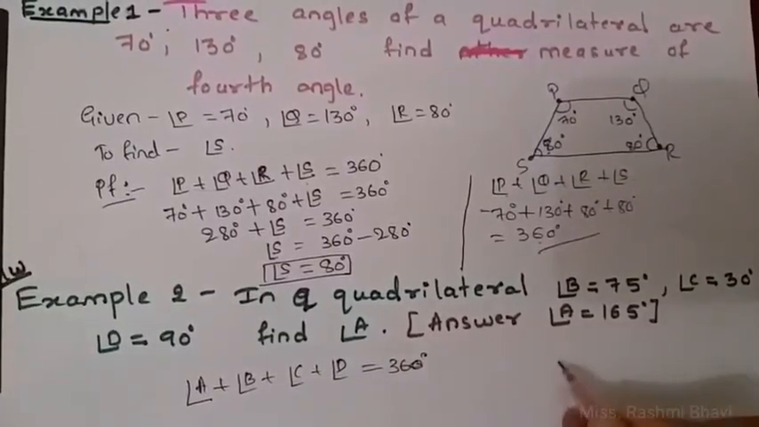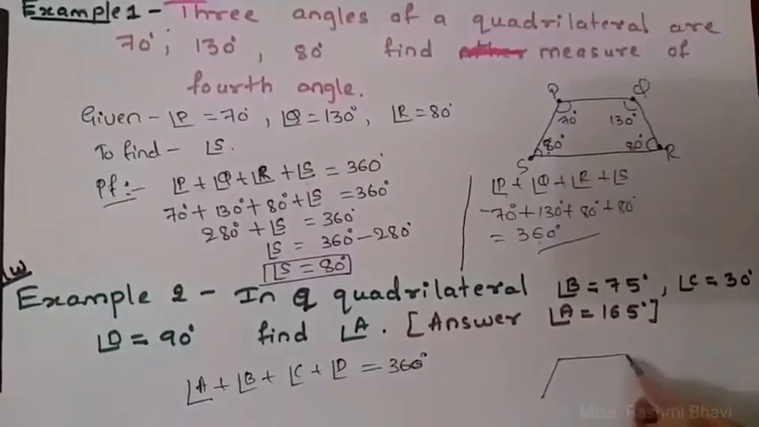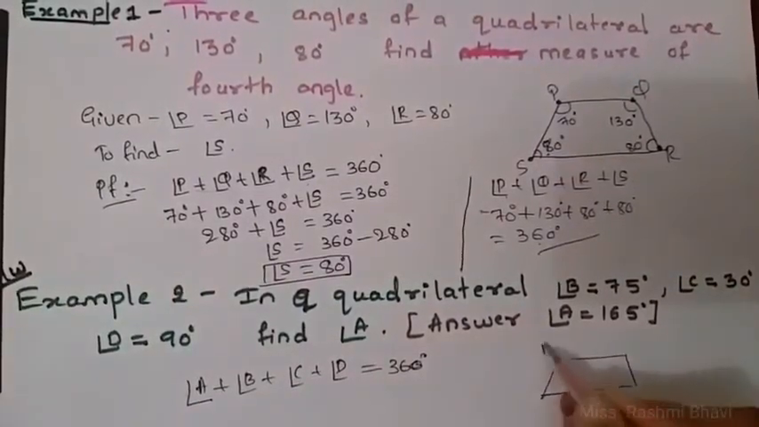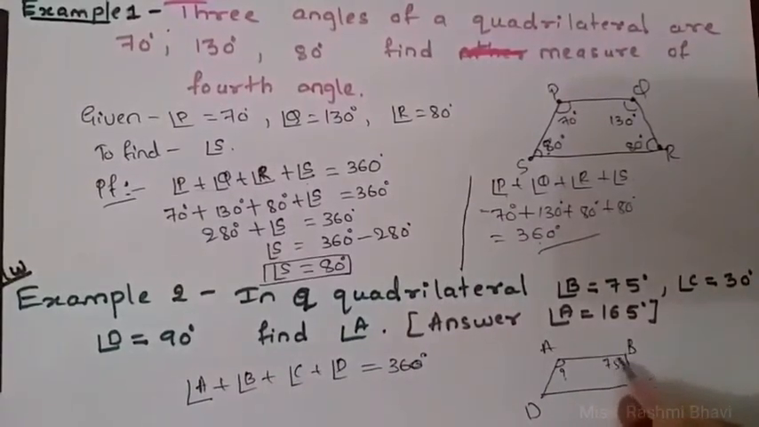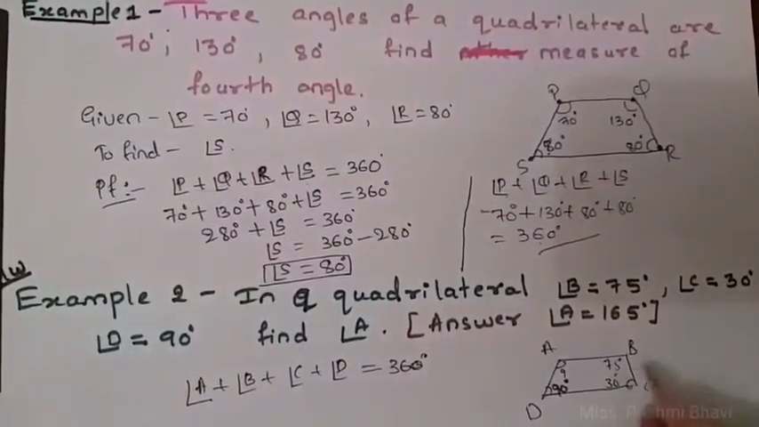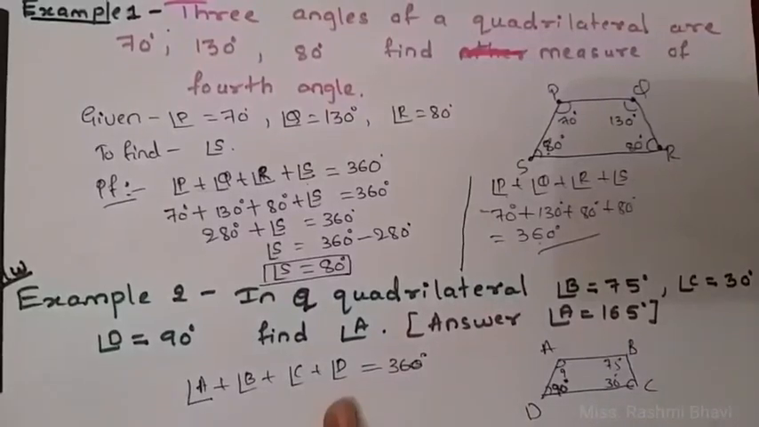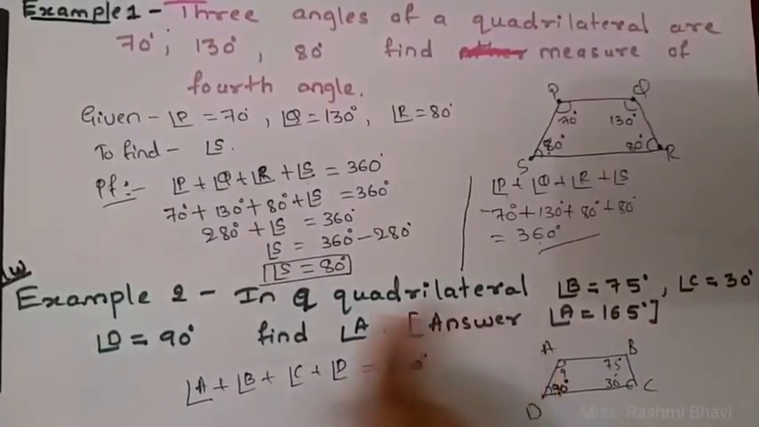So draw the rough quadrilateral here. A, B, C, D. Here we have to find the angle A. Angle B is how much here? 75 degree and 30 degree. So same concept it is. Just try at home. This is the homework for you.